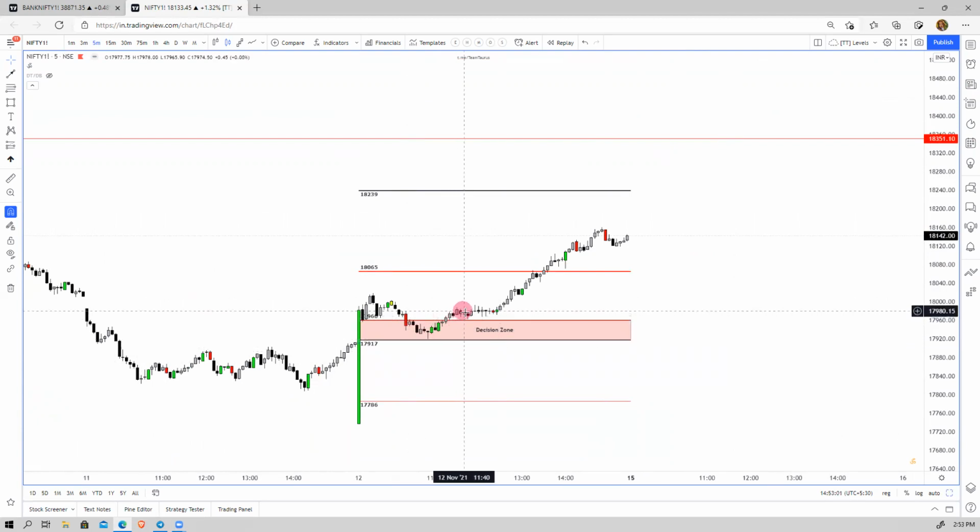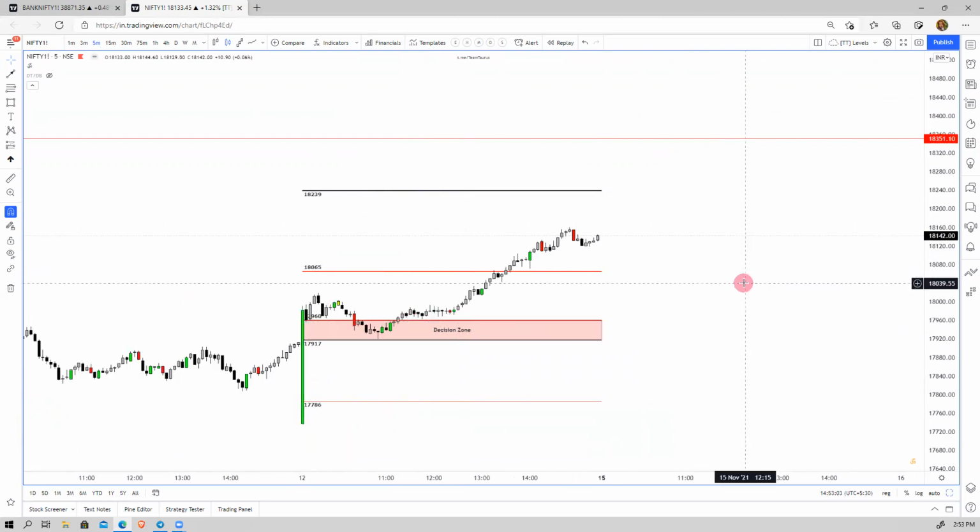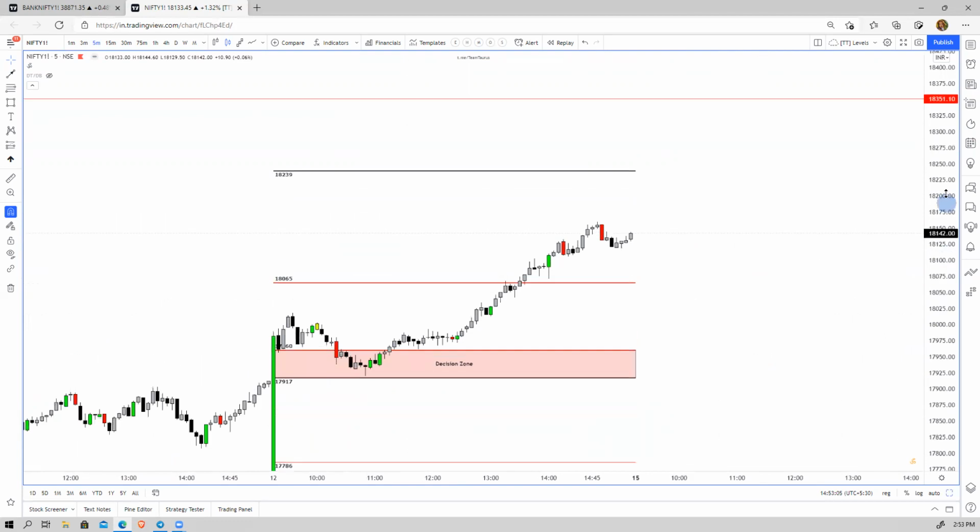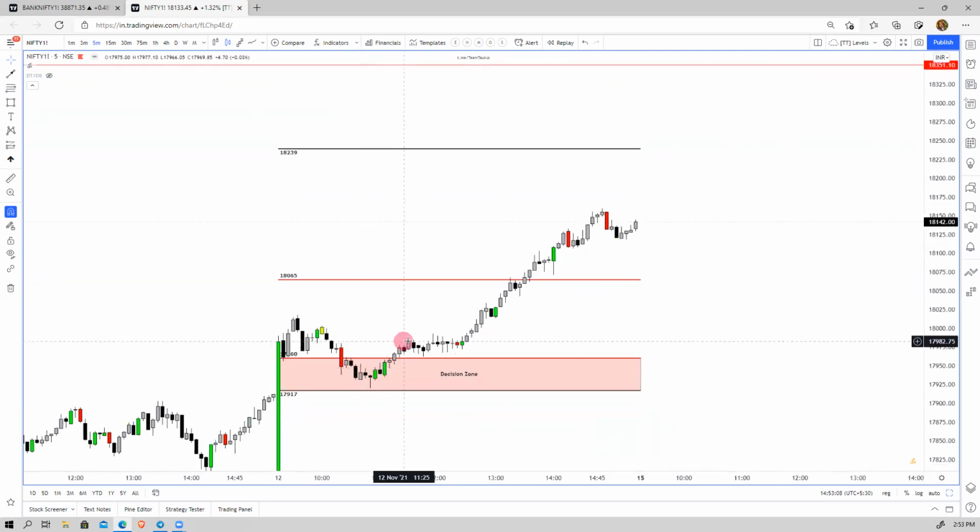So how do you enter? As I've already told you, once you see a retest of the breakout, you can see breakout, retest. This is where you will enter, and you can use this point or a little bit, 10 points below this line, as your stop loss. Okay, and then keep trailing your stop loss as I suggested.